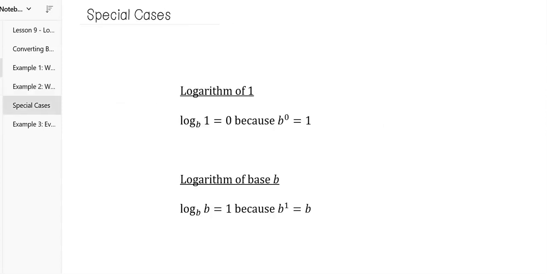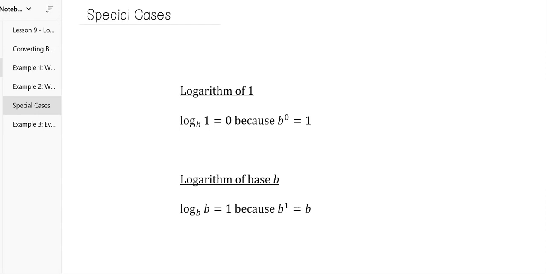Okay, next we're going to talk about special cases. So we're going to use this converting back and forth to help us solve for our variable. There's two special cases. The first one is the logarithm of 1. Notice how it's log base b of 1 equals 0.